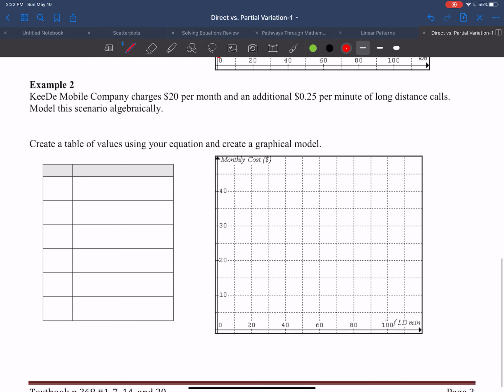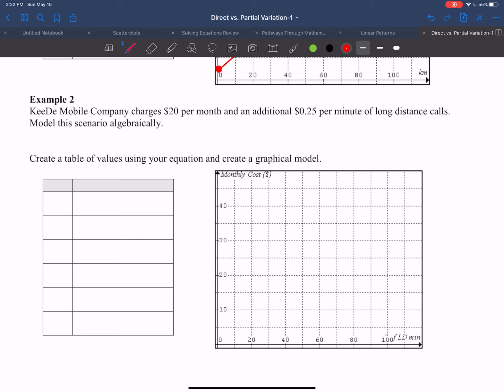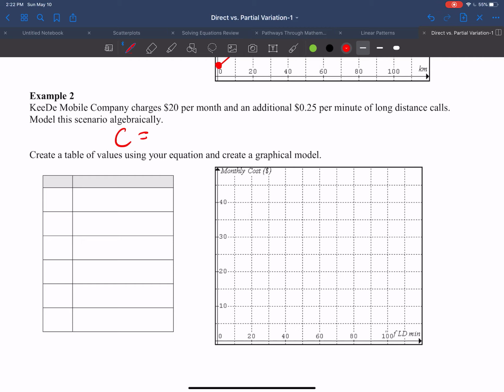So for Keedy Mobile Company, they charge $20 per month and an additional 25 cents per minute of long distance call. Model the scenario algebraically. So cost is the rate of change. Anytime you see the word per, it usually tells you what it's going to be. Let's just decide how much it's going to cost for 1 month. So we have the 25 cents for every minute, plus for that month, it'd be $20. We're not talking about how many months, we're just talking about the 1 month.